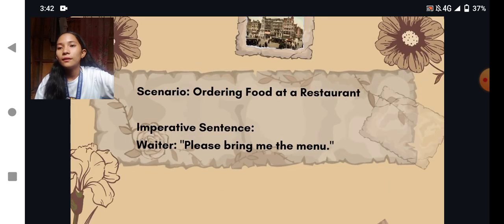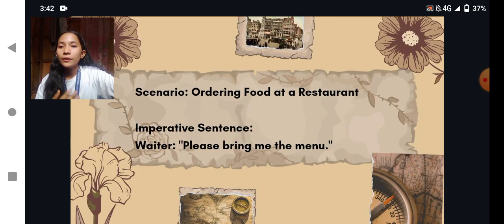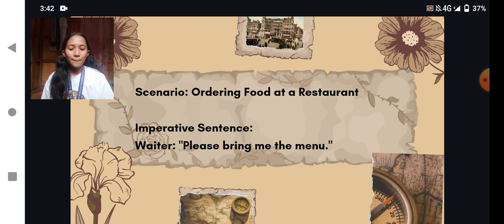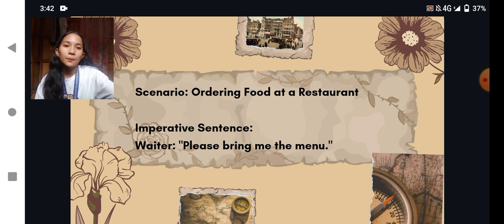Scenario. Ordering food at a restaurant. Please bring me the menu. So it is an imperative sentence because the waiter is giving a command or instruction to the person responsible for bringing the menu. This is an example of an imperative sentence because it is expressing a request or a command.